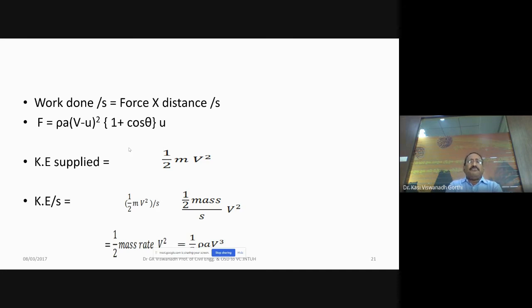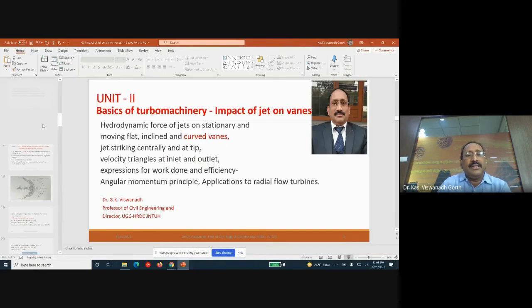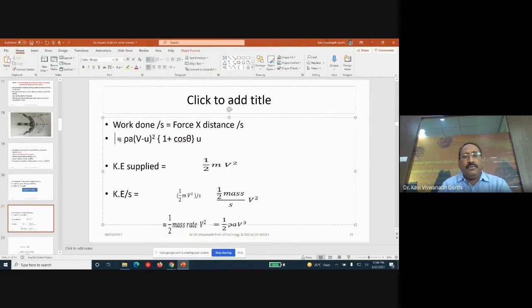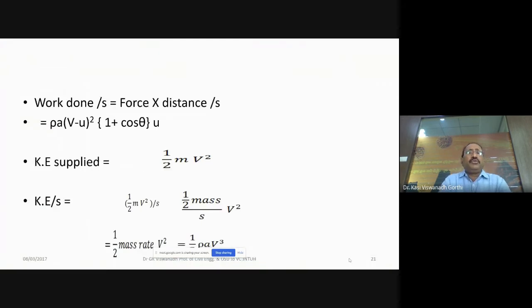So work done per second would be force into the distance moved per second. A small correction here: work done would be equal to the force, rho A (V minus U) square into (1 plus cos theta), into the distance moved by the vane per second, which is the velocity of the vane, small u, into small u.